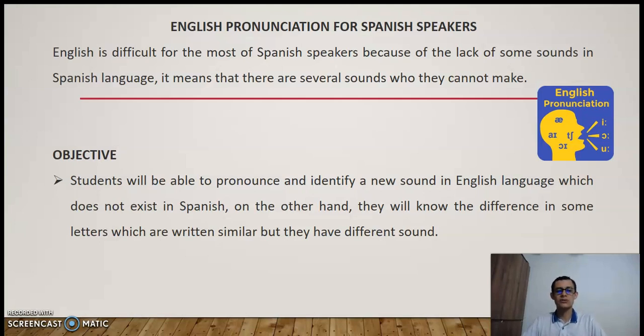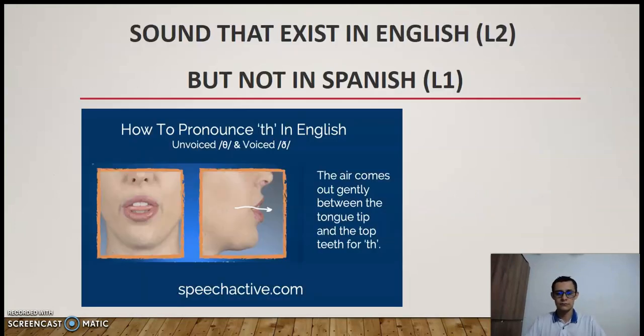Objective. Students will be able to pronounce and identify a new sound in the English language which does not exist in Spanish. On the other hand, they will know the difference in some letters which are written similarly but have different sounds. Sounds that exist in English as a second language but not in Spanish as a first language.